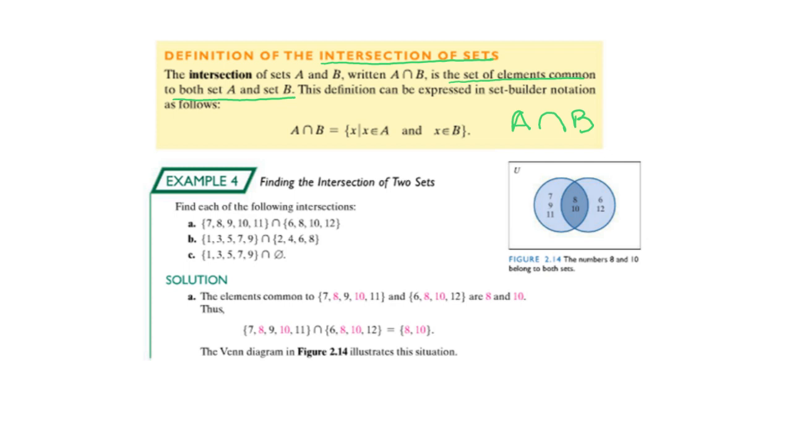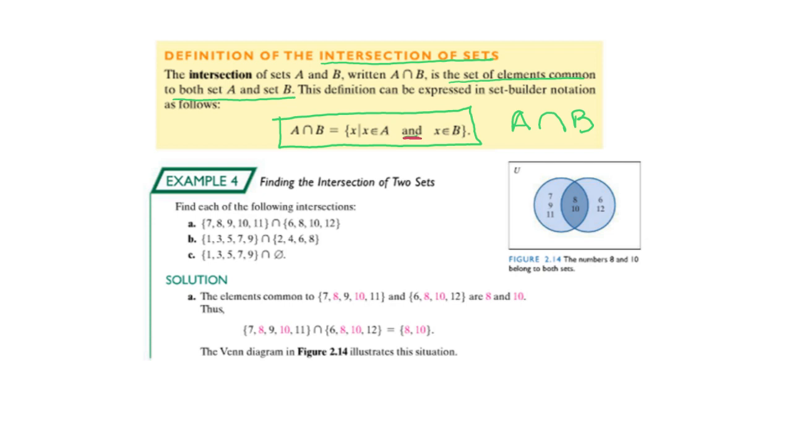So the formal definition here says A intersect B is equivalent to all values for X such that X is an element of set A, and, real important, look at that word and here, X is an element of B. And means you have to satisfy both conditions.